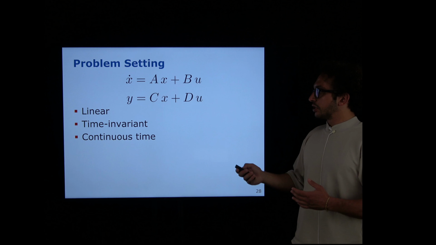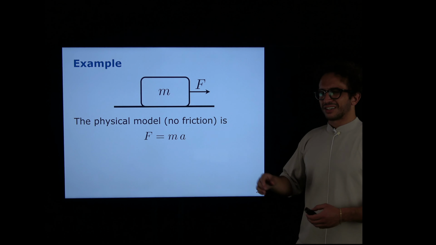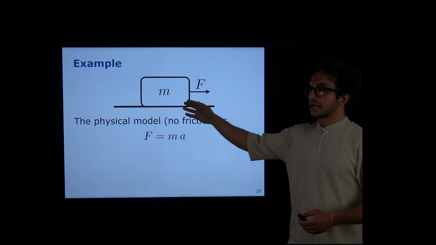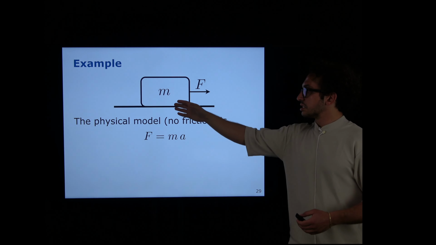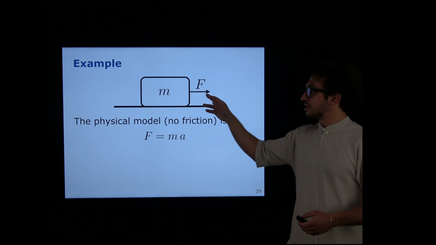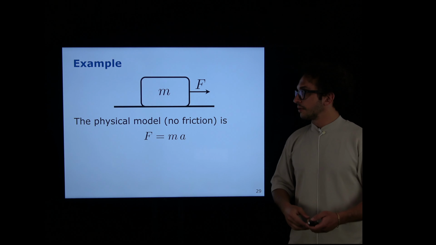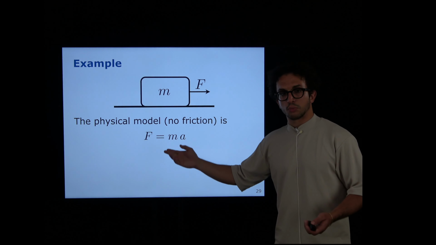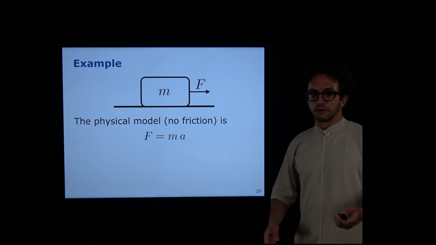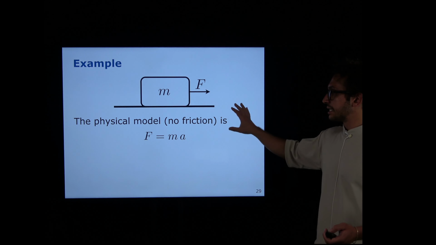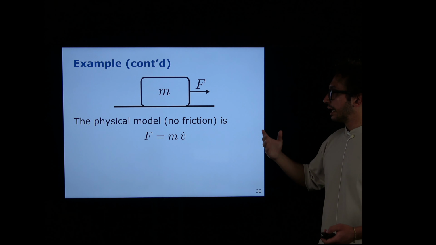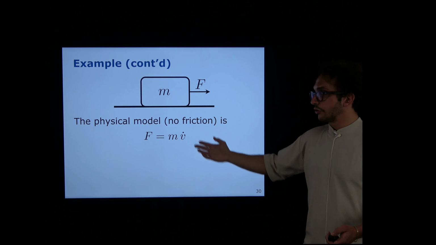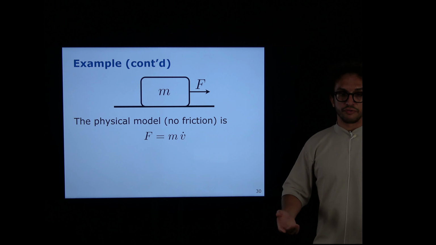Let's do a very quick example just to understand a bit the idea behind it. So we have a mass, and this mass is sliding on a surface, and there's a force applied to it. So the physical model comes from, again, physics, and then it's force equal to mass times acceleration. So in the case of no friction, we have that the acceleration is equal to the derivative of the velocity.